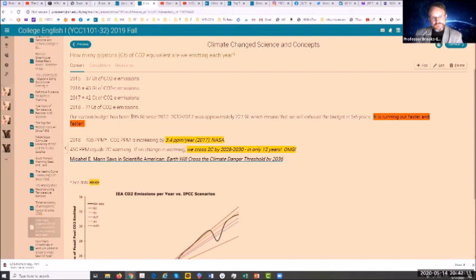We've had 595 gigatons since 2012, but between 2012 and 2017, we had about 227 gigatons, which means that we will exhaust the budget in between 5 to 6 years. Before COVID-19, it was about 7 years, according to Michael Mann.